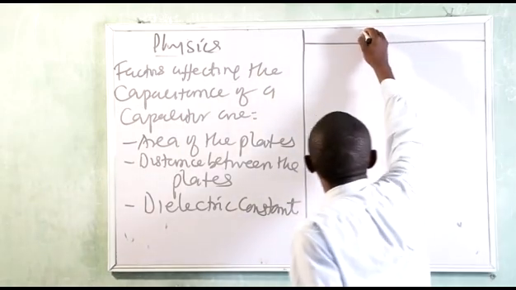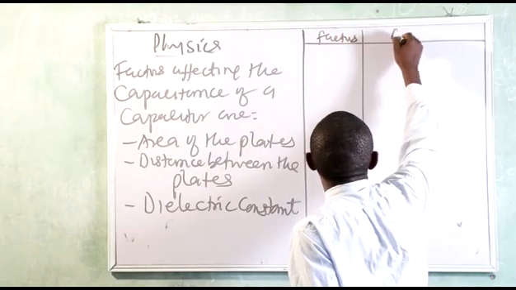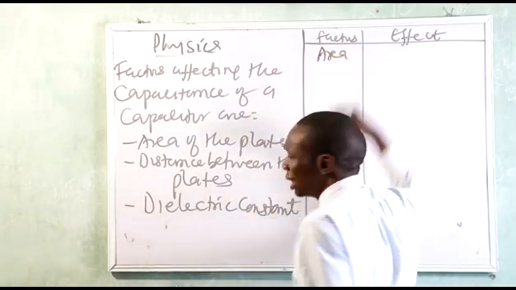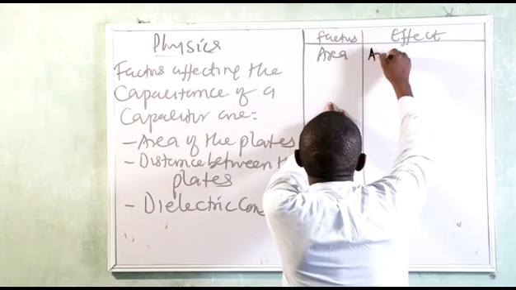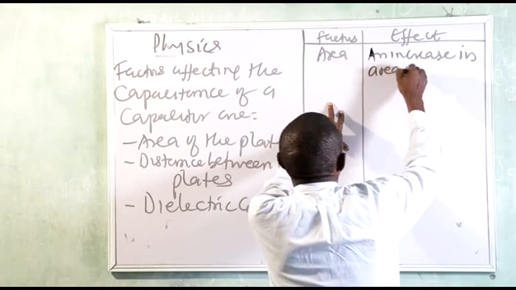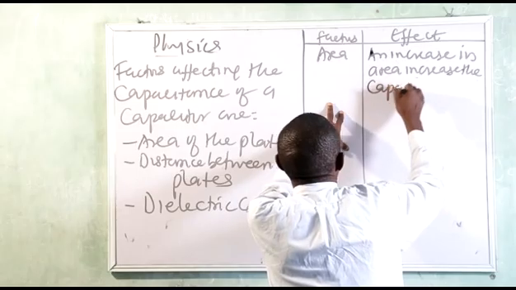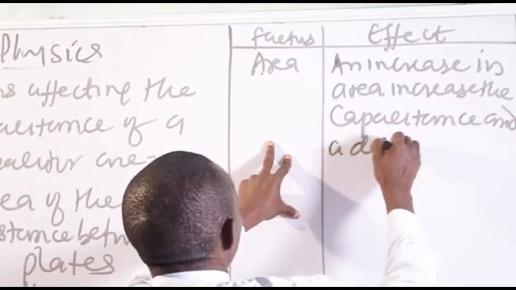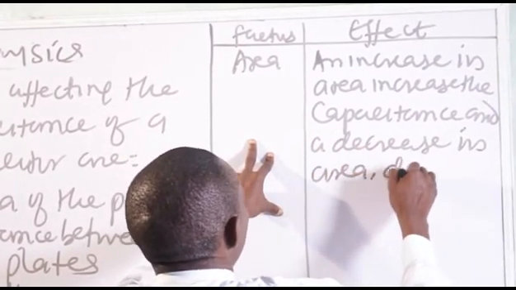These are the factors affecting capacitance, and these are the effects. The first one is area. The effect means the direct proportional value. An increase in area increases the capacitance, and a decrease in area decreases the capacitance.